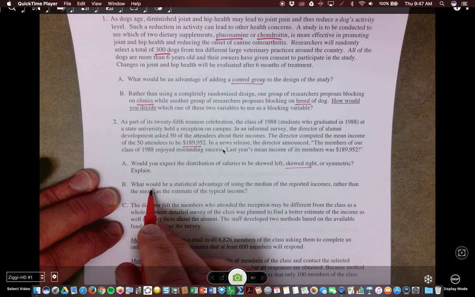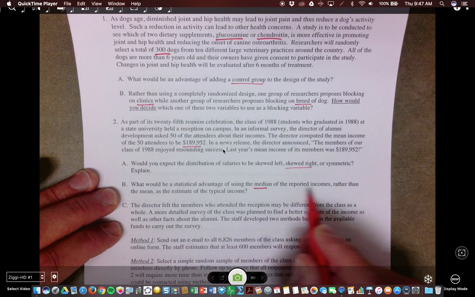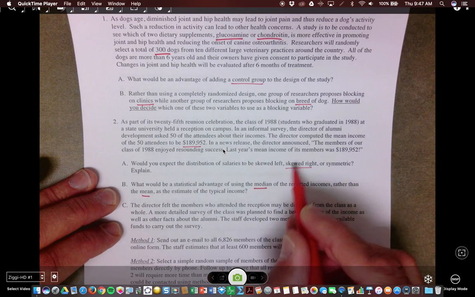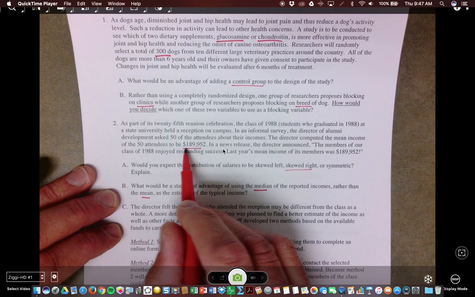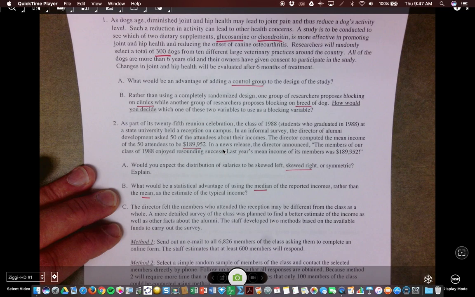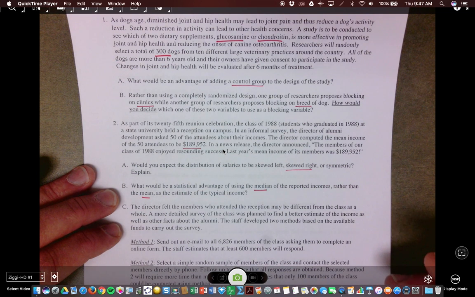So part B, what would be a statistical advantage of using the median of the reported incomes rather than the mean? If you think about it, if this distribution is skewed to the right, the mean is going to be inflated. If you have somebody in here, let's say like Bill Gates, who makes billions of dollars a year, he's going to make that mean a lot higher than it normally would be.